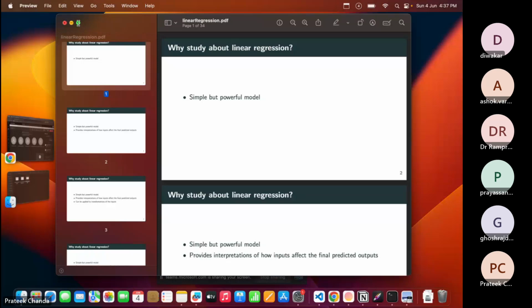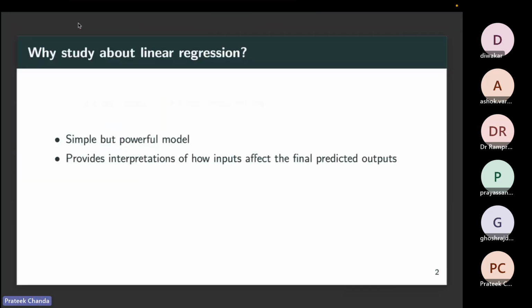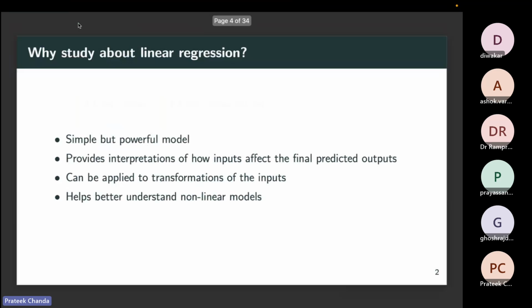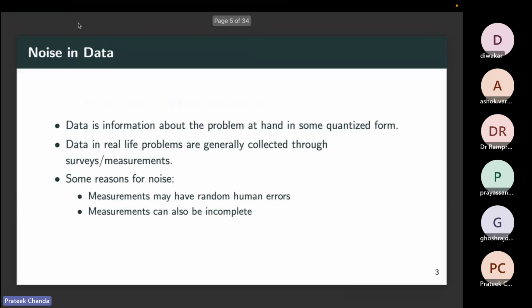It provides interpretations of how inputs affect the final predicted outputs, and it can also be applied to transformations of the inputs. Since it's linear regression, it also helps you understand non-linear models better if you compare across towards non-linear models. Now the issue might be in the data.